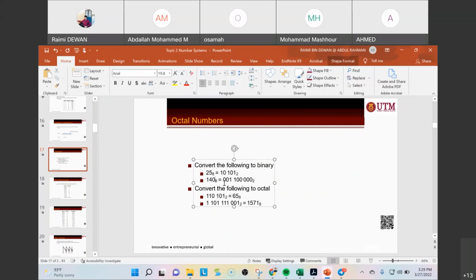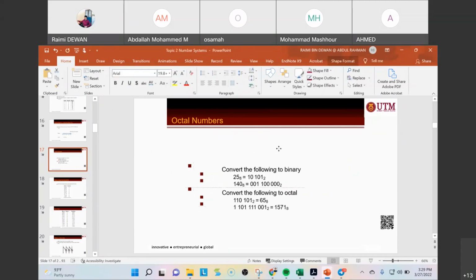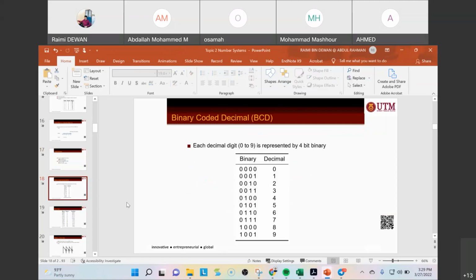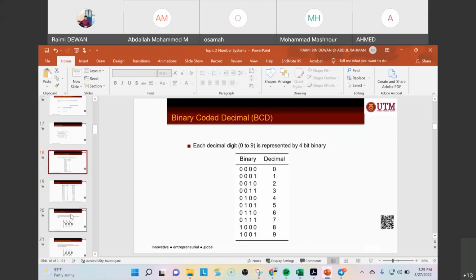Okay, if hexadecimal, how many places do we need to have? 4. Okay, very simple, right? So you guys can try this. Test your knowledge. You guys can try this at home.